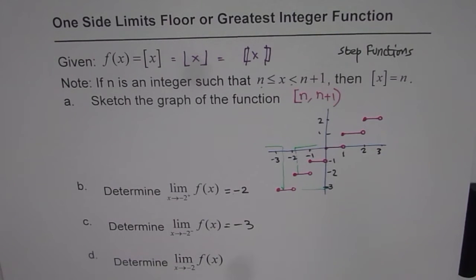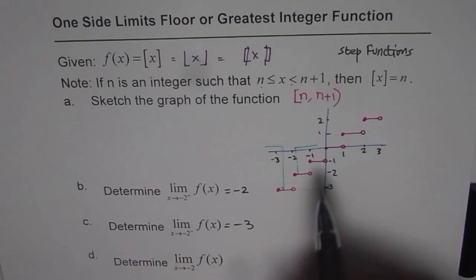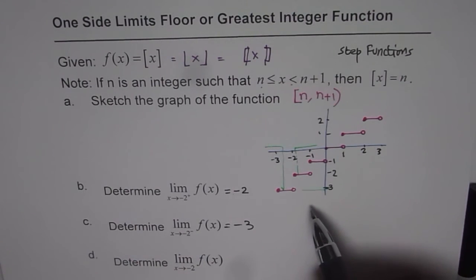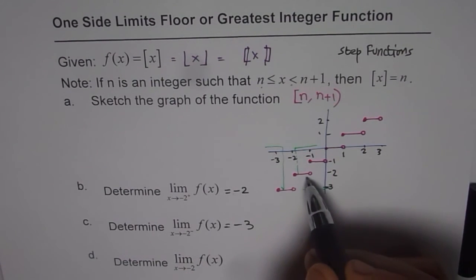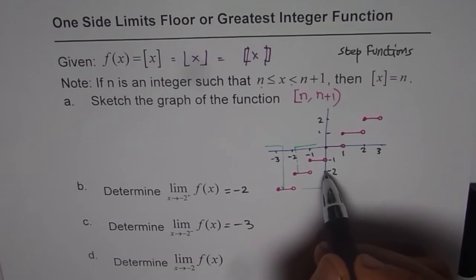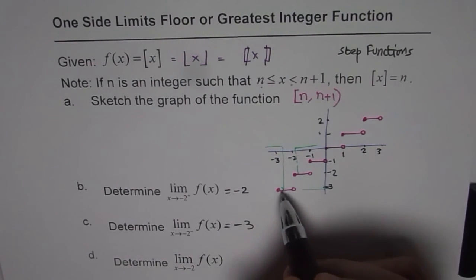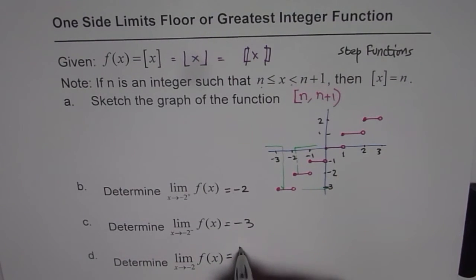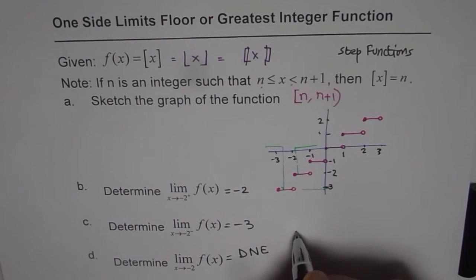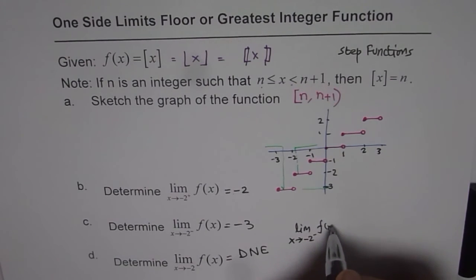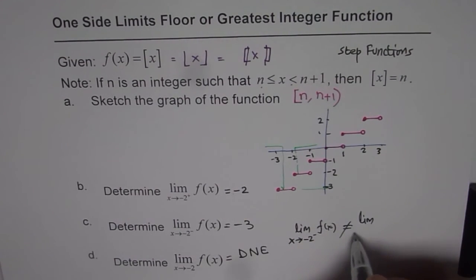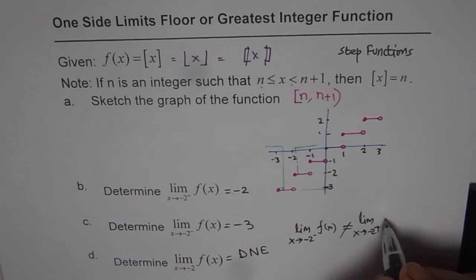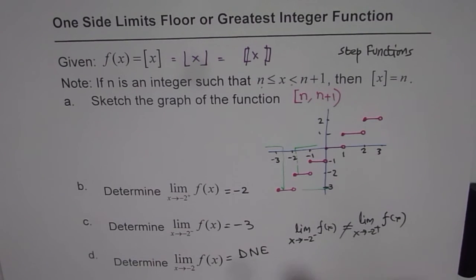Now the last part is, what is the limit of this function as x approaches minus 2? When you are approaching minus 2 from the right side, the limit is minus 2. But when you are approaching minus 2 from the left side, it is minus 3. So we find these limits are not the same, so this limit does not exist. The reason is that the limit of this function as x approaches minus 2 from the left side is not equal to the limit as x approaches minus 2 from the right side. Since these two limits are different, it does not exist.